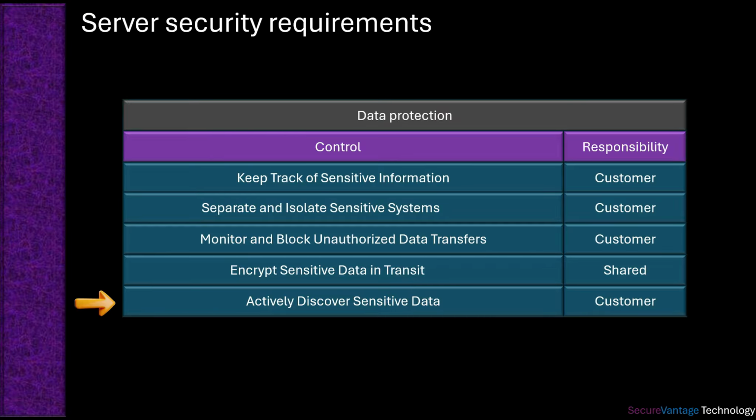Fifth control is actively discover sensitive data. This is like having a detective who regularly checks your house to make sure no valuable items are lying around unprotected. Use a discovery tool to scan your technology systems and identify any sensitive information you might have missed. This tool helps keep your inventory up to date so nothing slips through the cracks. And remember, who is in charge of all these controls? You as a customer and not the cloud provider. Encrypt sensitive data in transit, as I mentioned, is a shared responsibility though between you and the cloud provider.